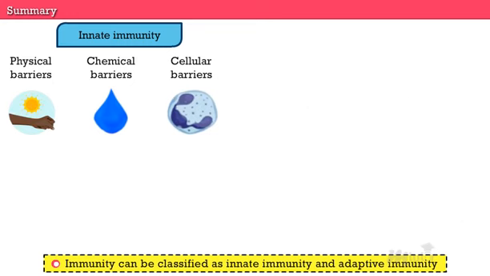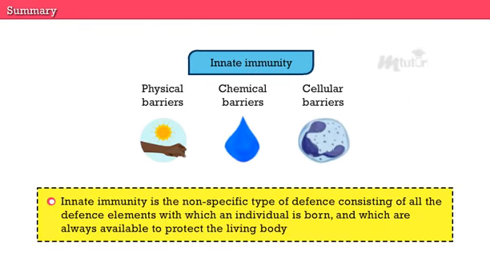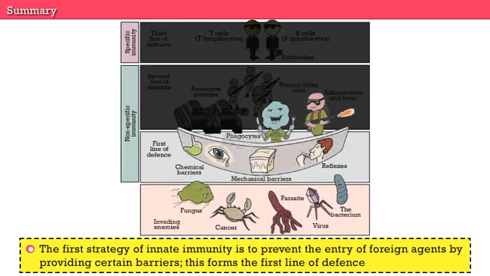Summary. From this lesson, you have learned that immunity can be classified as innate immunity and adaptive immunity. Innate immunity is the non-specific type of defense, consisting of all the defense elements with which an individual is born, and which are always available to protect the living body. The first strategy of innate immunity is to prevent the entry of foreign agents by providing certain barriers. This forms the first line of defense.